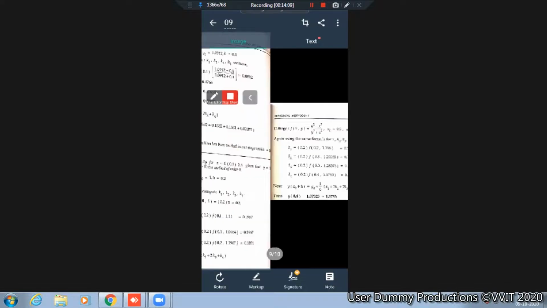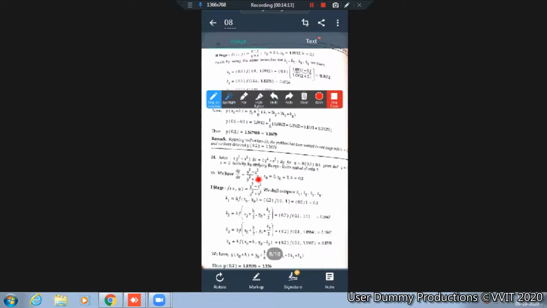So coming to the last formula, the formula is not the same here. I have told you in the previous case only. Look at this. K4 formula is different. What is K4 here? K4 here is h into f of x naught plus h, y naught plus k3. So the same thing we are going to use there.